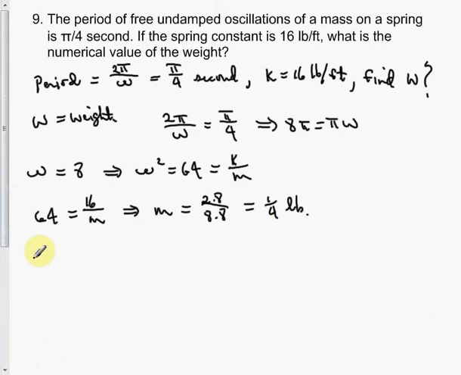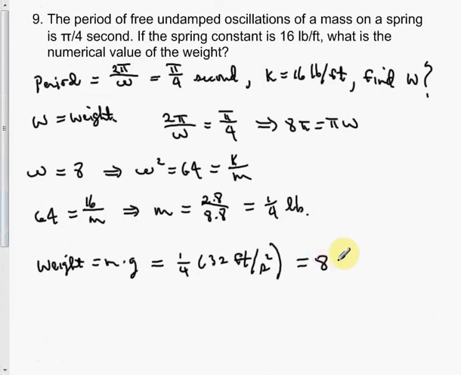And so notice here that I told you that the weight is force, but at any rate, here the weight is equal to the mass times the acceleration due to gravity. And since our units are in the English unit, we use 32 feet per second squared for g. So we get 1 over 4 times 32 feet per second squared, and that just gives us 8 pounds.